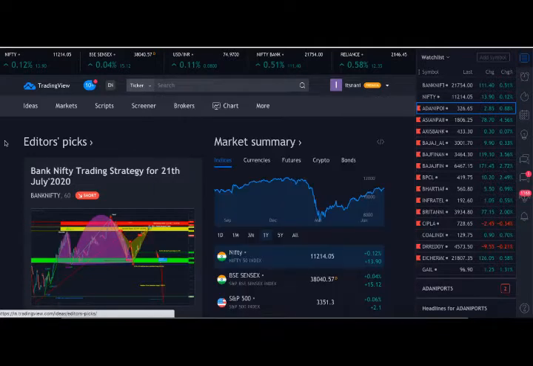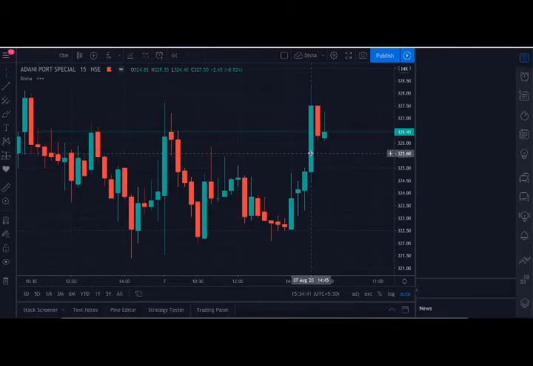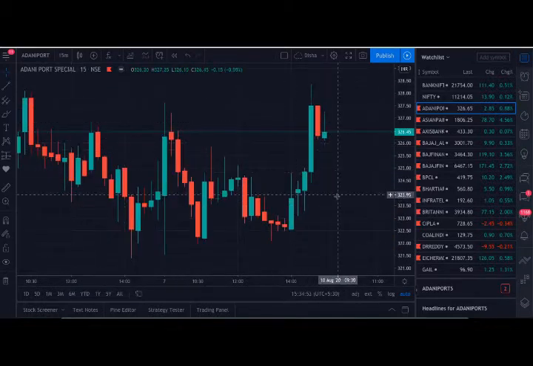Let's first see how you can activate the indicator on the TradingView platform. Firstly, open your TradingView account and log in with your credentials. You will get the home page like this, and then click on the chart. It will redirect to this page. Here I already have the Disha indicator, so I am closing it. You will get it like this.